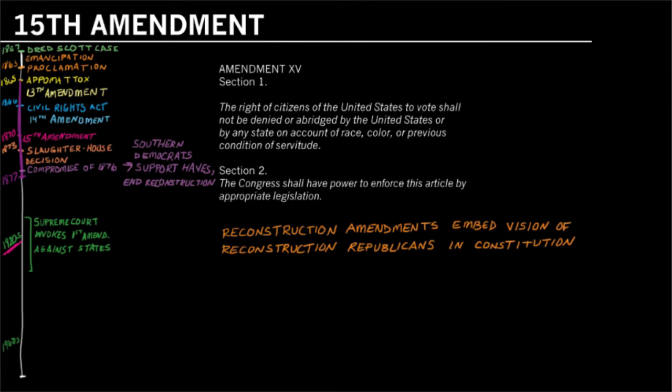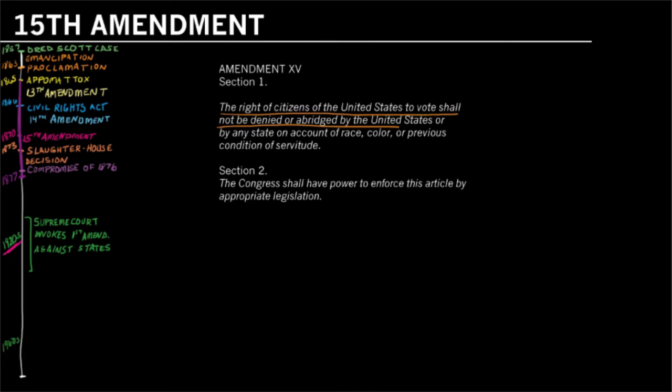What does it say? It says, "The right of citizens of the United States to vote shall not be denied or abridged by the United States or by any state on account of race, color, or previous condition of servitude." In other words, freed slaves could vote. In theory.